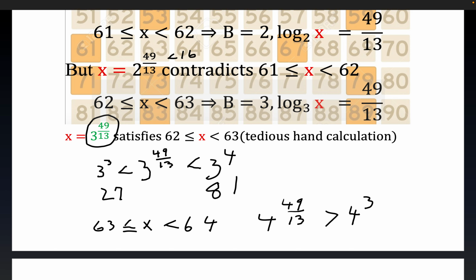The approach here is unmistakably correct, but the computation is a little beyond. I would like to know if anybody in these IMO competitions could do a computation like this, actually find integer bounds for 3 to the 49 over 13. I think it's a hard problem. There may be some tricks. I don't see how you could do it very nicely without it being very time consuming, tedious, and error prone to boot. But anyway, the answer to the question is 3 to the 49 over 13.